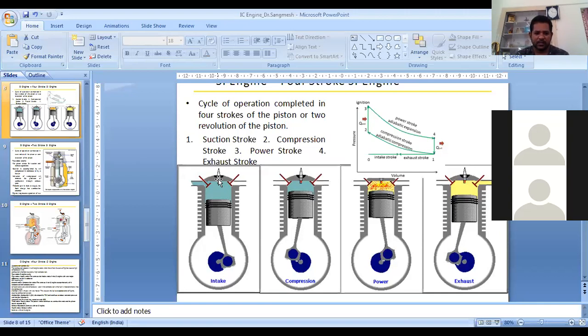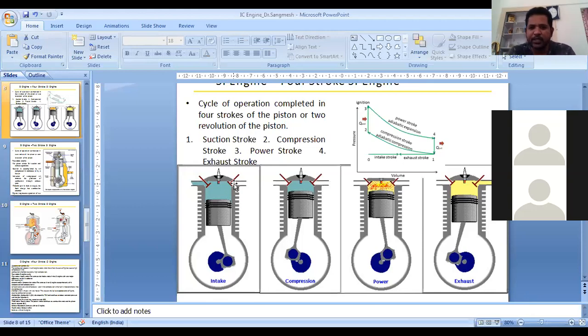So the 4 different types of strokes, that is intake, compression, power and exhaust, everything remains the same in the 4-stroke diesel engine. But here, in the absence of a spark plug, they use the fuel injector. The inlet and exhaust valves remain the same in both SI engine and CI engine.